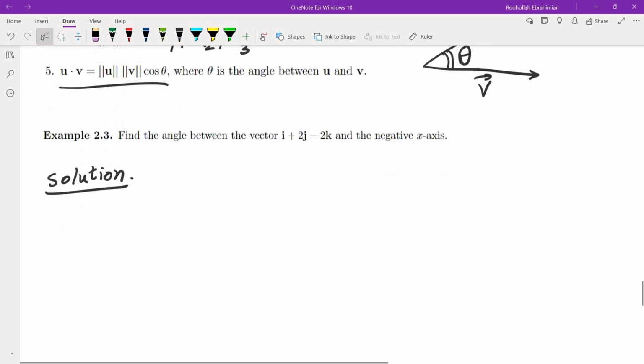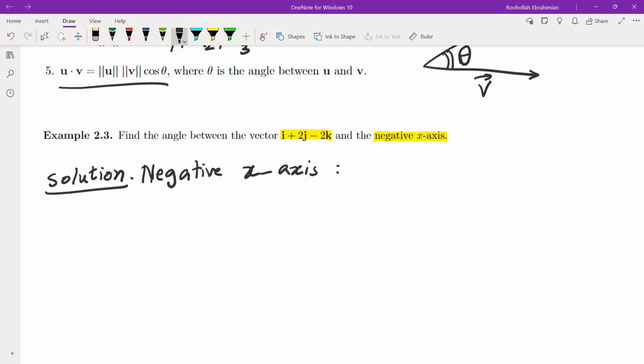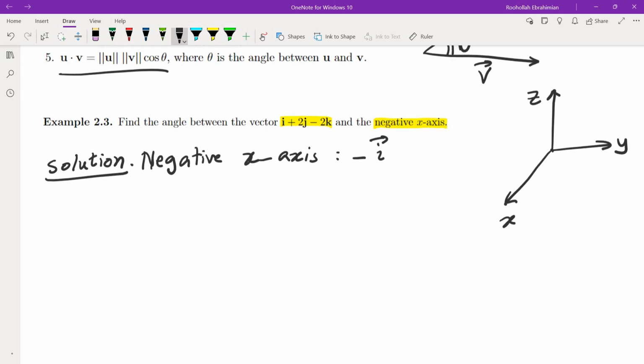Find the angle between the vector i plus 2j minus 2k and the negative x-axis. So I'm given one vector and then I'm given the negative x-axis. First, I'll have to find the second vector. What is a vector in the direction of the negative x-axis? Negative x-axis means negative i. So x-axis means i, and negative x-axis would be negative i, which is in the opposite direction of the positive x-axis.